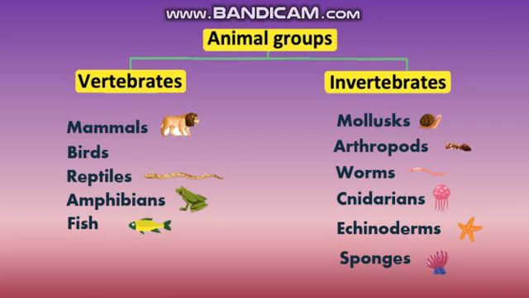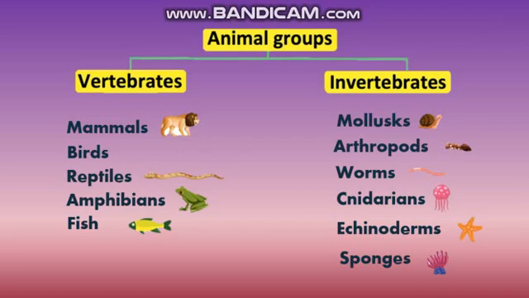Arthropods live on land. There are many different types of arthropods. For example, ants, spiders, crabs, millipedes. Arthropods can have different numbers of jointed legs. Some have 6, some have 8, some have 10, and some have even more than 10. They also have an exoskeleton.